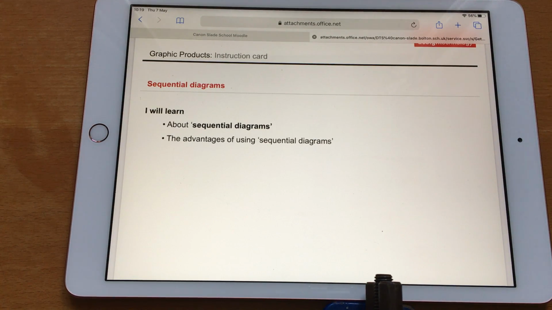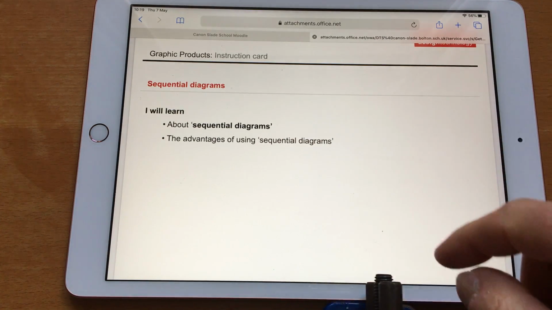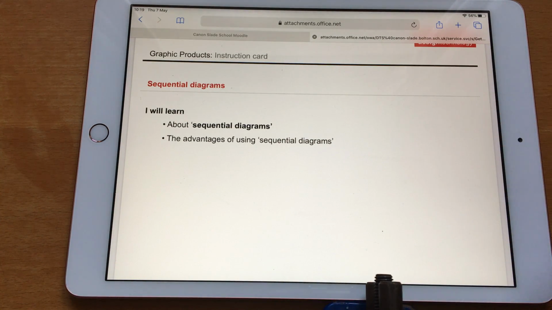Okay, so this is the second lesson related to sequential diagrams. I think it's the fifth film or film clip on YouTube. So we're looking at sequential diagrams. We've been looking at the advantage of the communication of using sequential diagrams.